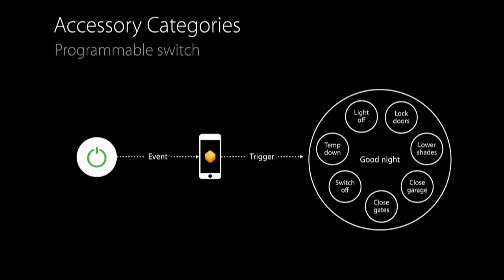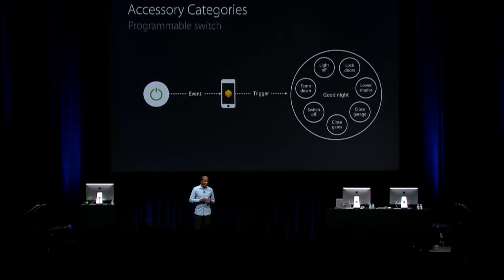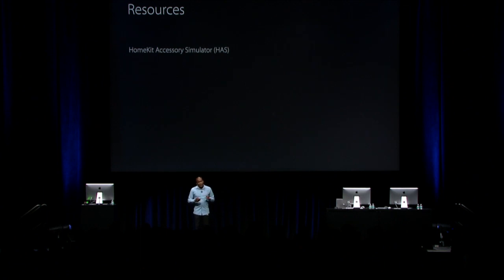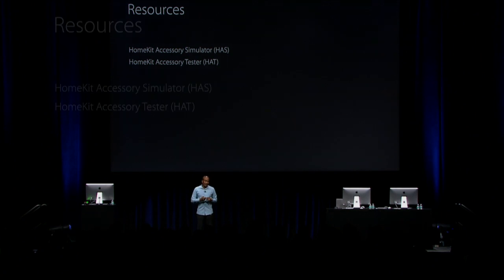A programmable switch and all the other new accessory categories are available, as Anush has mentioned, in our updated version of the HomeKit Accessory Simulator, so that you as developers can develop apps to support these new categories. Now, HomeKit Accessory Simulator is one of the several tools available for you as developers and accessory manufacturers. We also have HomeKit Accessory Tester, which is also being updated to support many of the new features that we talked about today. Now let me talk a minute about HomeKit Accessory Tester, HAT.